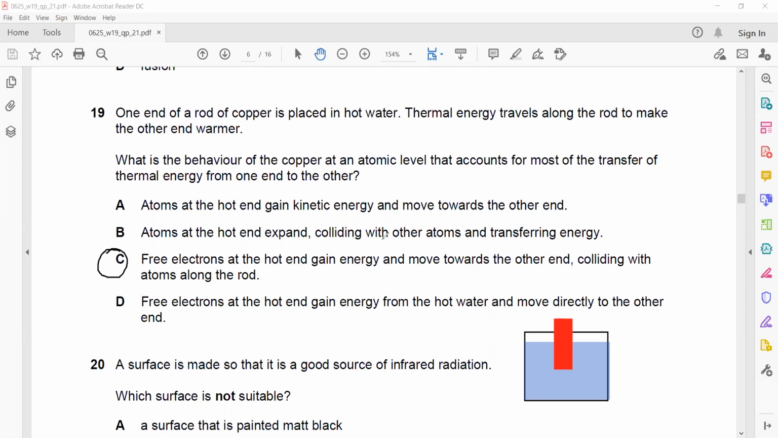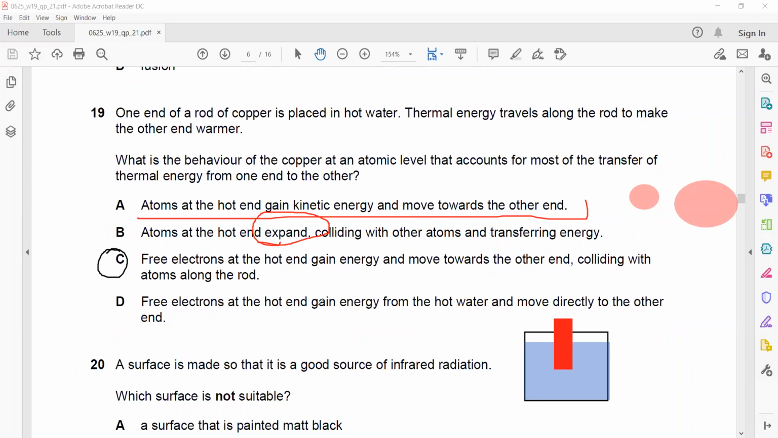Energy transfer. Atoms at the hot end gain kinetic energy and move towards the other end. There is no movement of the atoms in the metal. Vibration is there, but vibration is not moving from one place to another. Atoms at the hot end expand. That is a totally wrong idea. The size of the atom does not change with heat. The material can expand, but the atom cannot increase in size.